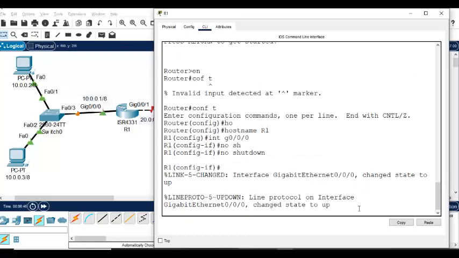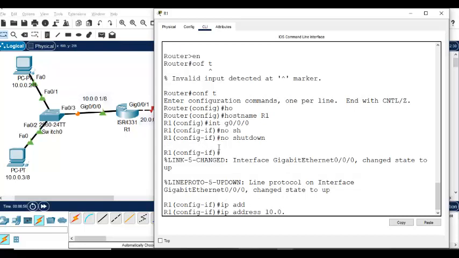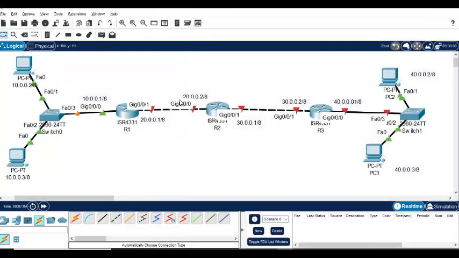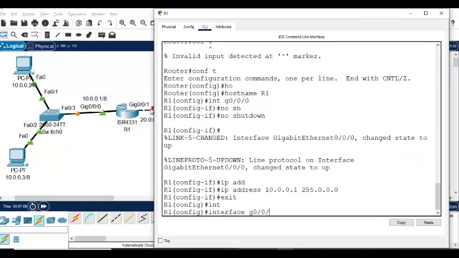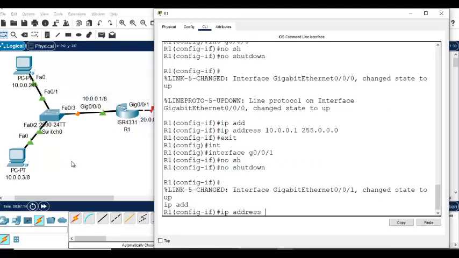What IP address? ip address 10.0.0.1 255.0.0.0. Exit. What is the other interface? G0/1. Interface G0/1, no shutdown, ip address 20.0.0.1. Are you comfortable? You understand what I'm doing?